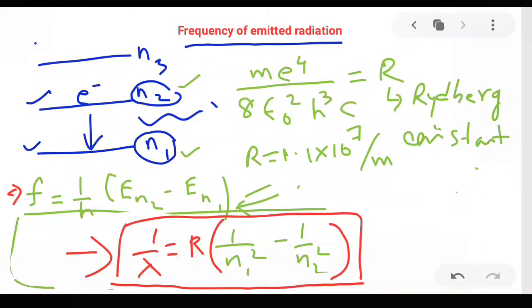So now we have learned how to calculate the frequency and the wavelength of the emitted photon. And why is this photon emitted? Because the electron has made a transition from a higher energy level to a low energy level. So when the electron makes a transition from high energy level to low energy level, photons are emitted.